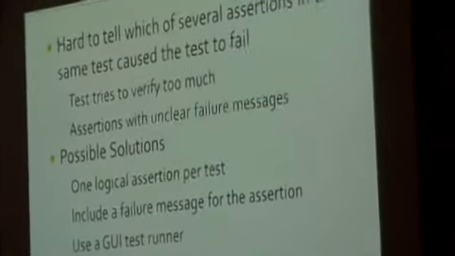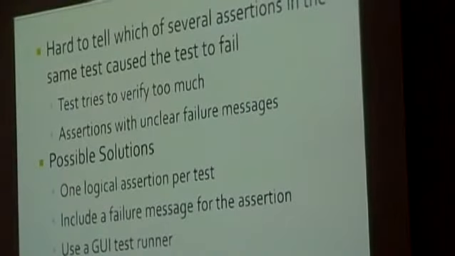Some of the ways around that are one logical assertion per test. I showed you an example before where we had two assertions, but it was okay because it was clear what we were doing, and they were both logically related to the action that was being performed. Include a failure message for that assertion. In NUnit, there's usually a second or third parameter, depending on the assert, that you can put in a string to say what happened or what didn't happen. Or you can use a GUI test runner. We'll talk about those in a little bit.